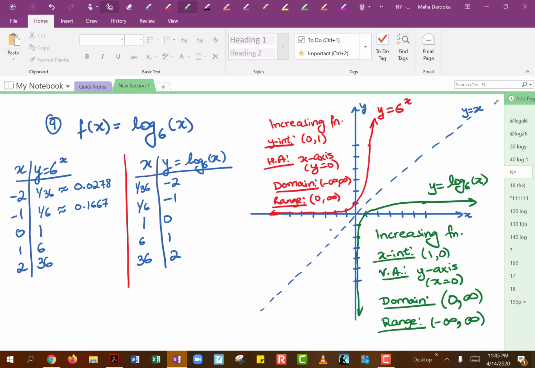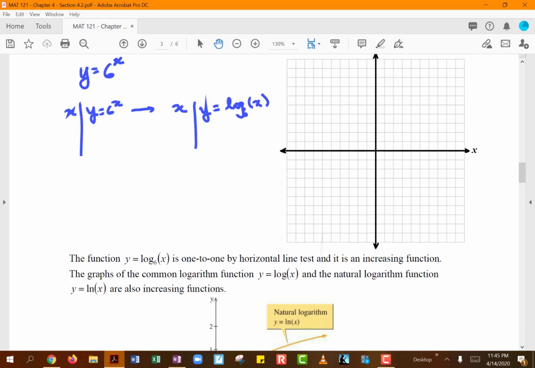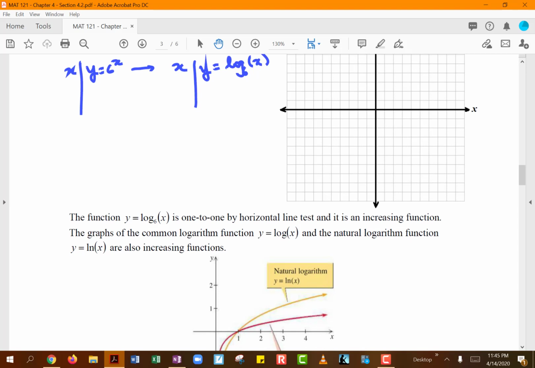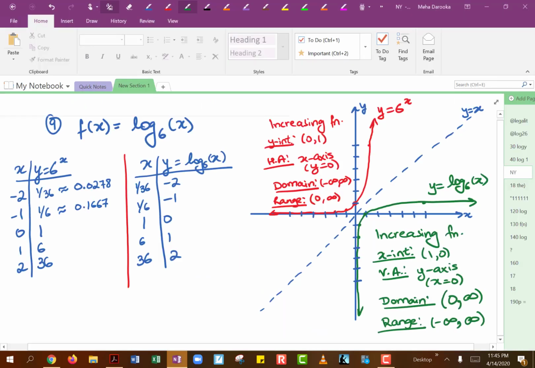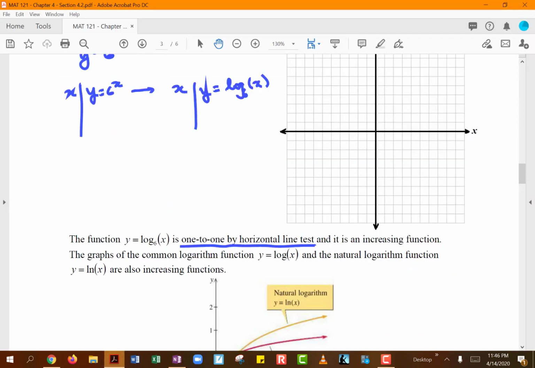Again, you should notice that our function is 1-to-1. It will pass the horizontal line test. So if I were to draw a horizontal line through my logarithmic graph, it would only cross at one point. So we know that function is 1-to-1 because obviously it has an inverse function. It's an increasing function. We talked about that.